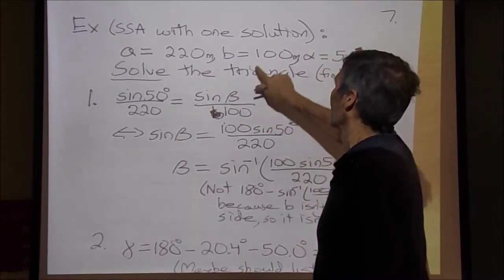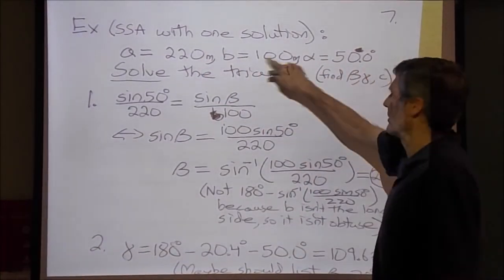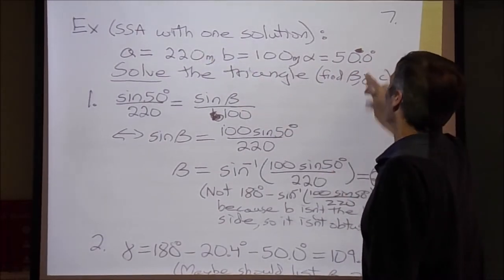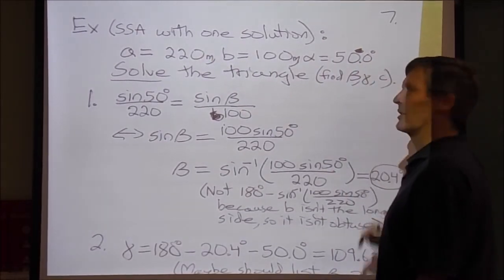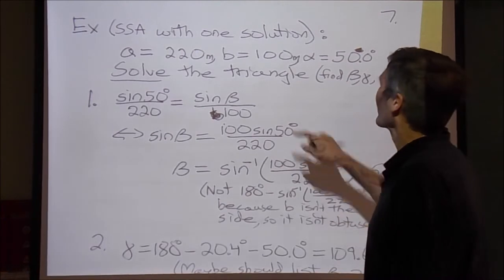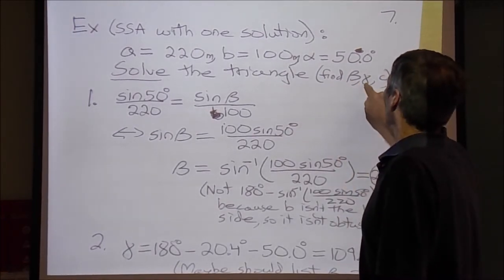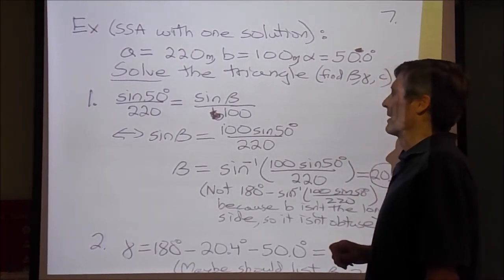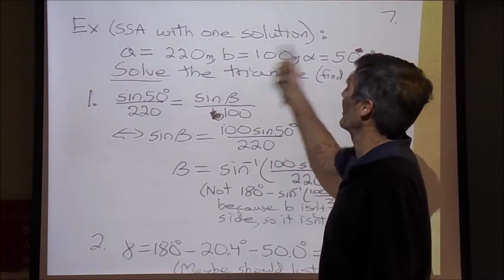Suppose it's rounded to the nearest one. It's the same thing here. So these are three significant digits, and this is 50.0, obviously a significant digit here, you wouldn't write the 0. Solve the triangle: find beta, gamma, and c, the other three things. Well, I write down the three things I know.